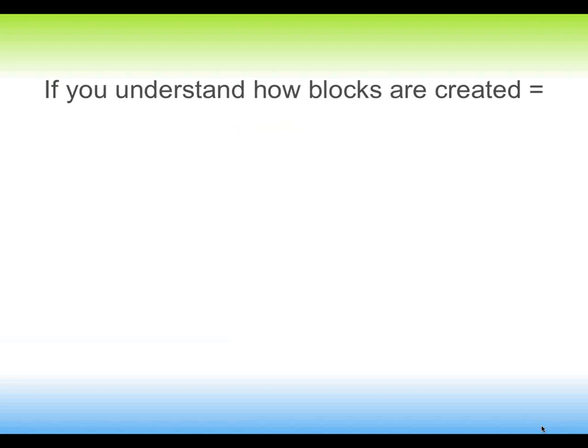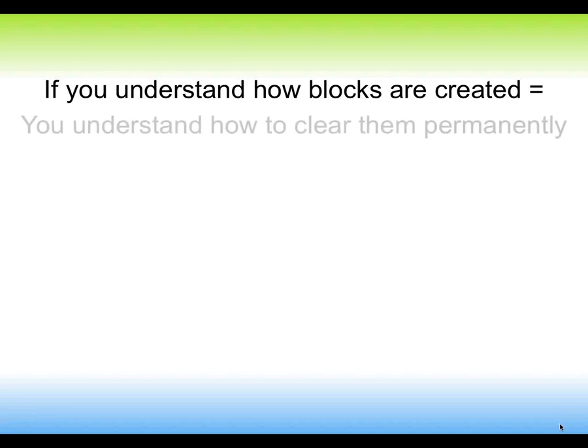The most important theme of this whole course is to really understand how the blocks are created. Because if you understand how the blocks are created, then you will know how to release them, how to reverse them completely, permanently.